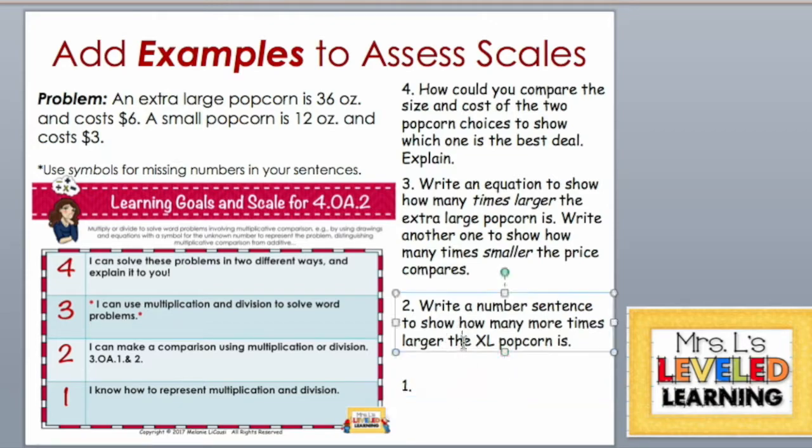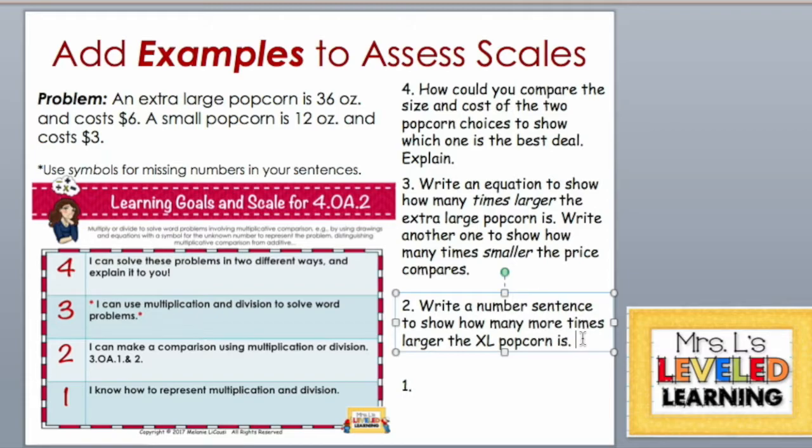So when I think about creating problems for 2s and 1s, for 2s, I'm still going to make them think a little bit more, but I'm going to get more specific with my task. Write a number sentence to show how many more times larger the extra large popcorn is. That's what I'm starting with right now.